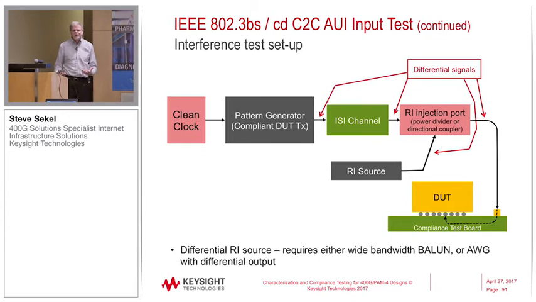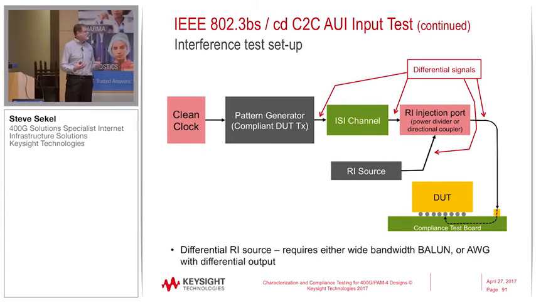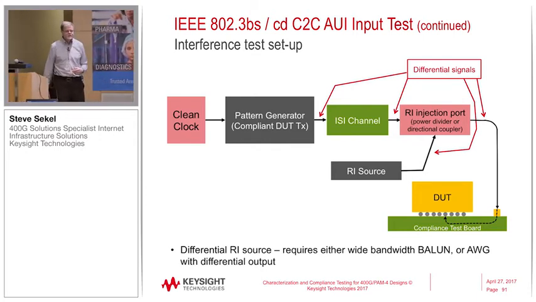And what's nice about the ARB is you can do the frequency banding. You can contour that without having to deal with any filters, and you get the differential output. That comes for free.